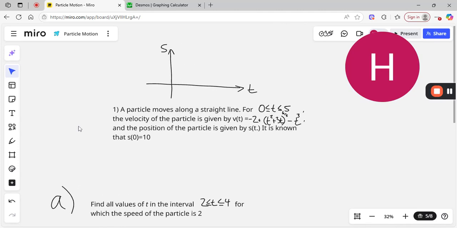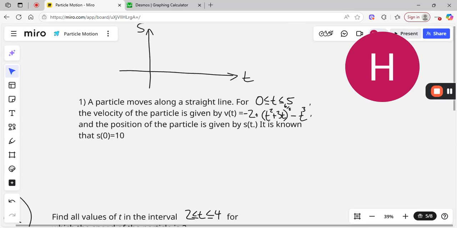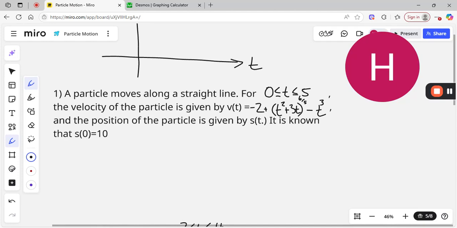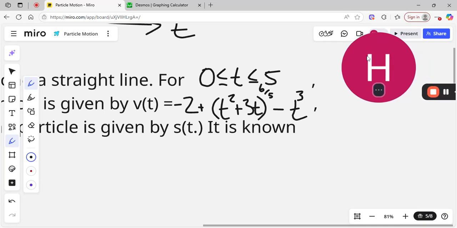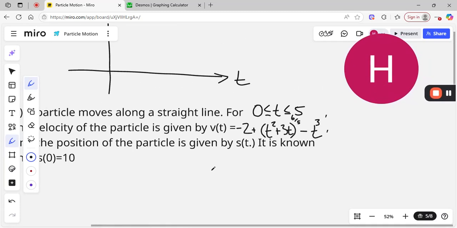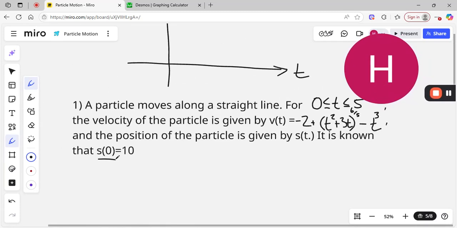Okay, let's get started. So first glance at the problem, we have the velocity of the particle, which is given. And we have this funky power: negative 2 plus the quantity t squared plus 3t to the 6/5 power. Very interesting. Minus t cubed. And it's only over this interval from 0 to 5. They're also given this initial condition about the position of the particle. We'll see if that's important at all. Possibly not.